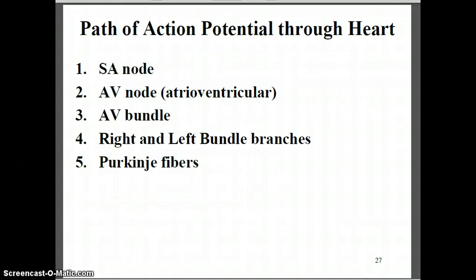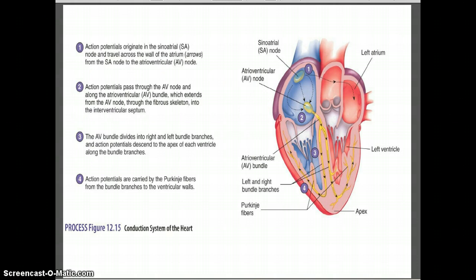The path of the action potential through the heart, I want you to take a look at this and understand and learn it as well. From the SA node to the atrioventricular node to a bundle of nerve-type fibers called the AV bundle, which then branches out to Purkinje fibers. Let's take a look at this diagrammatically.